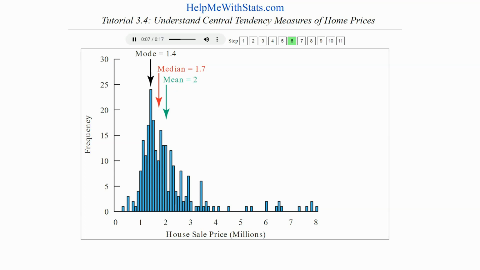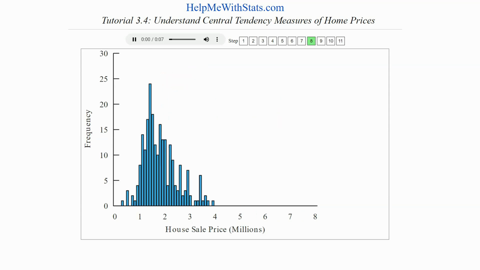This is important because when people are looking for houses, they want to know the median, because there will be a lot of houses that are near the median as the median is in the middle of the distribution. Here we have the differences between the measures of central tendency. Notice that the mean is $300,000, or $0.3 million, higher than the median.